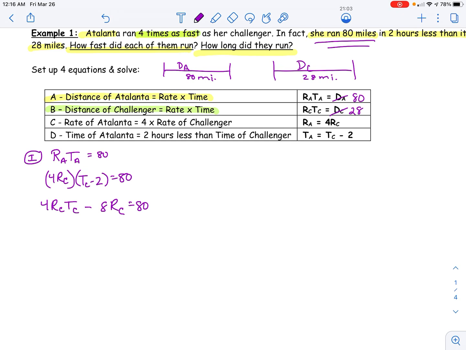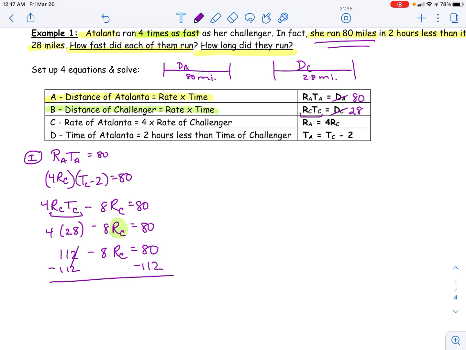Is there anything else I can substitute while I'm at it? Look here, RCTC. Go look at equation B off to the right. RCTC is equal to 28. So let's put 28 in there. Minus 8RC. And the beautiful thing here is that we have managed now to simplify it down to just one variable. So now we can solve for the rate of the challenger. So 4 times 28 is 112. Minus 8RC equals 80. Subtract 112 from both sides.